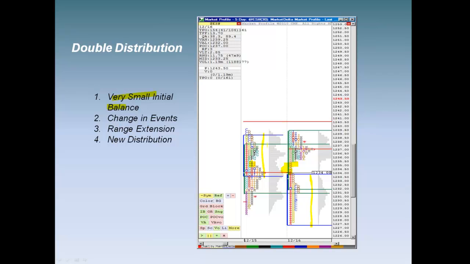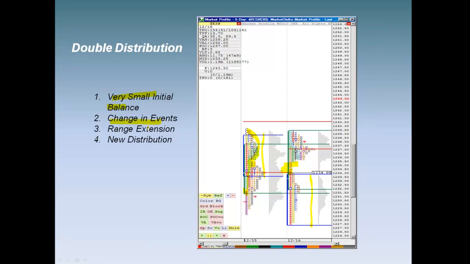Then a change in events occurs. So the market has been active in the morning, and we developed this distribution, and then all of a sudden in G period things change. What happens is prices start to drop significantly. And if you notice, G period extended the range down, so we get a change in events.